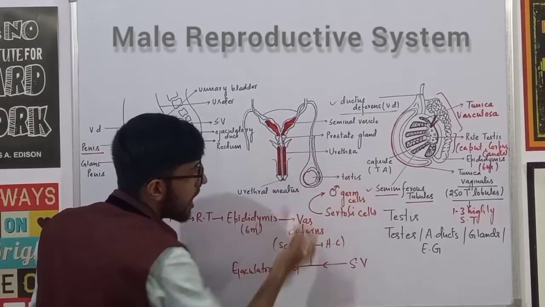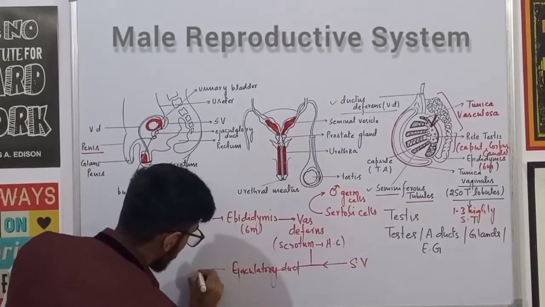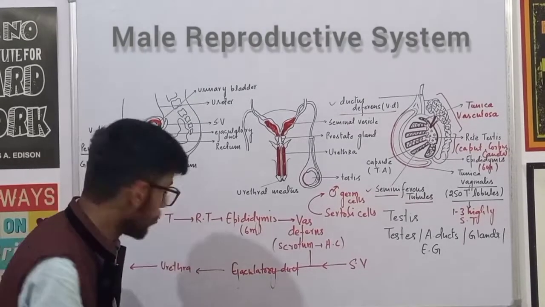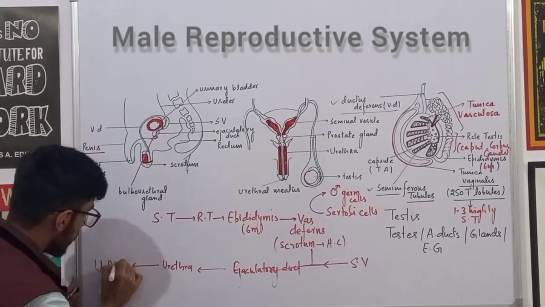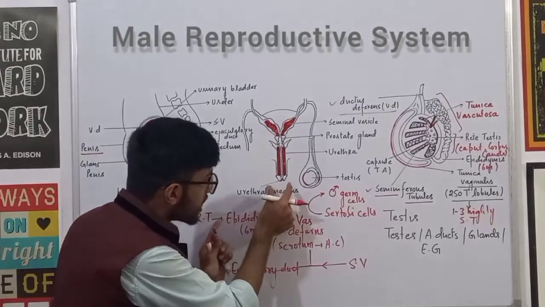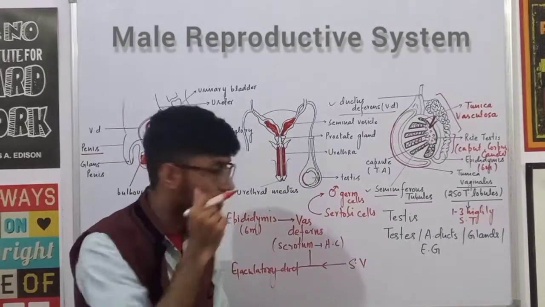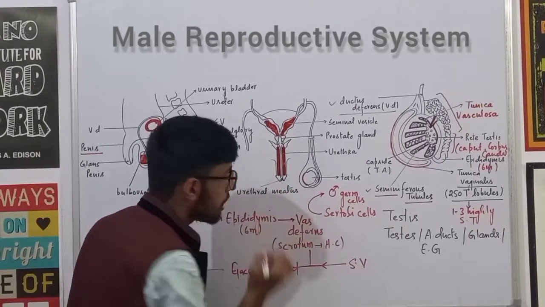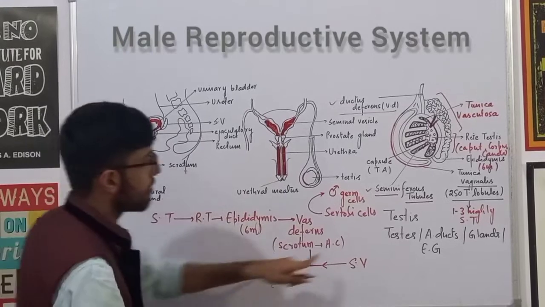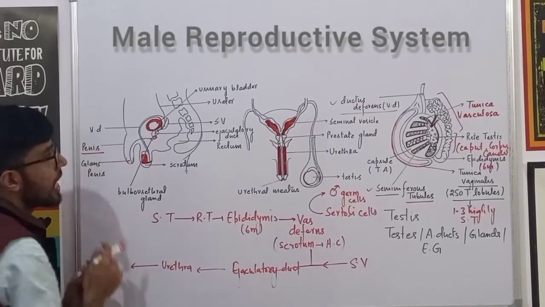The ejaculatory duct opens into the urethra. Urethra is a common passage for urine and sperms. So from the ejaculatory duct we go into the urethra, and the urethra opens into the urethral meatus. The urethral meatus is the opening at the glans penis, the exposed part of the penis, which is covered by a foreskin or prepuce, as I have already said, through which urine and sperms pass. We have the glands, the ducts, the testis, and the external genitalia. External genitalia is the penis.